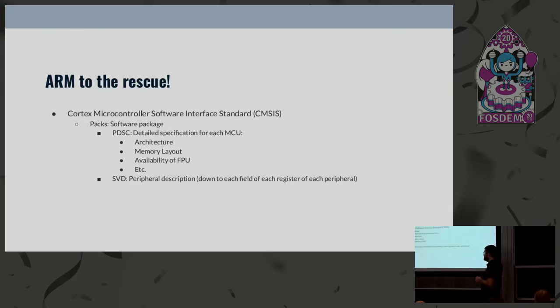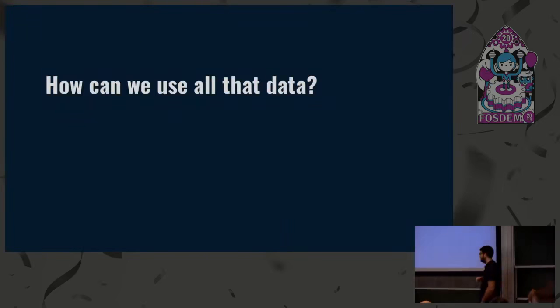And so in the PDSC, what we will be interested in is detailed specification for each microcontroller. For all the 3,000 or 4,000 microcontrollers, you have a detailed specification available in the PDSC. And the SVD is a description of the peripherals, the registers, and the fields that I mentioned earlier. And so now I will let Corentin tell you how we can use those data to provide the BSPs.